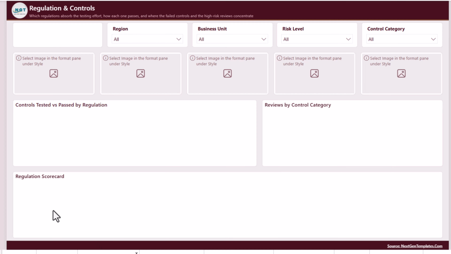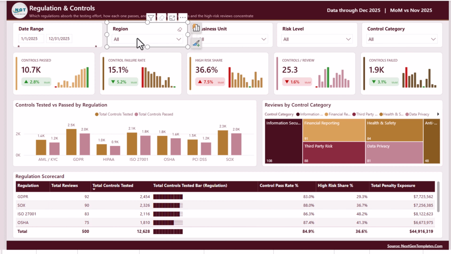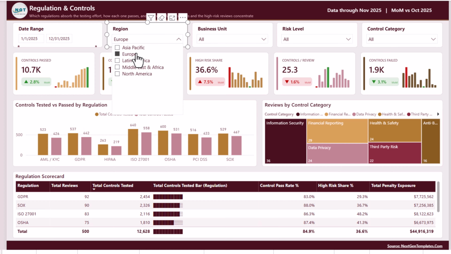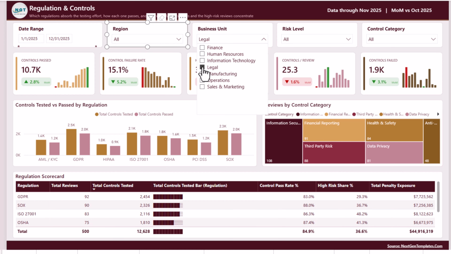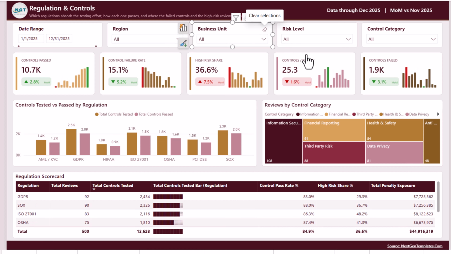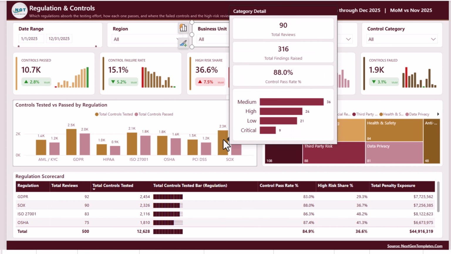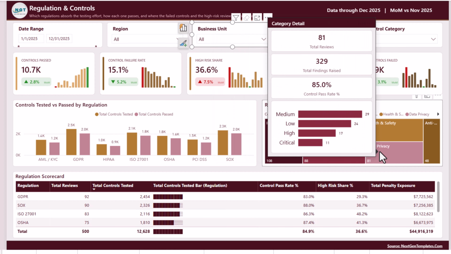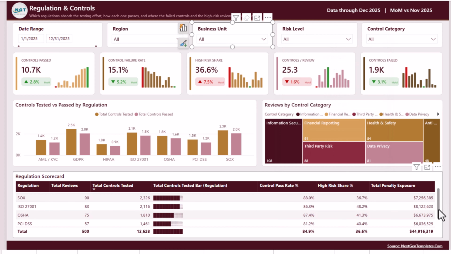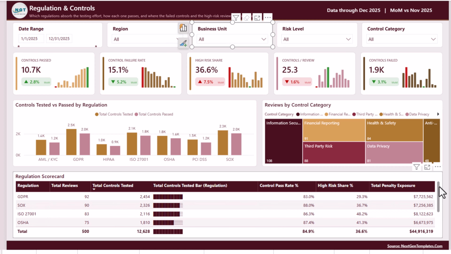Next up is regulation and controls. Here you can see where the testing effort actually goes. The cards show controls passed, the control failure rate, the high-risk share, the average controls per review, and the number of controls failed. You can compare controls tested against controls passed for every regulation, see which control categories absorb the most review effort, and use the scorecard to rank each regulation on volume, pass rate, and exposure.